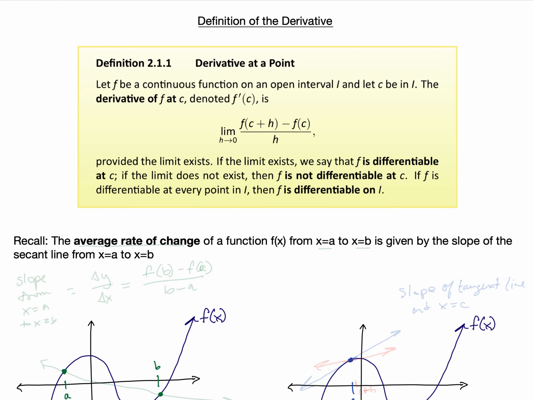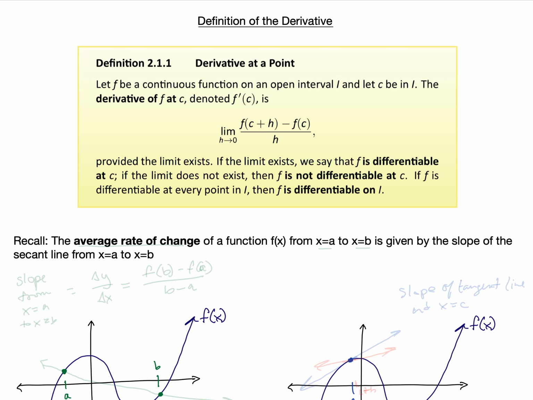In this video, we're going to define the derivative and talk about its relationship to a function's instantaneous rate of change as well as the slope of the tangent line. So here is our definition.